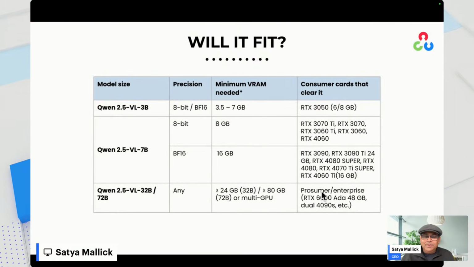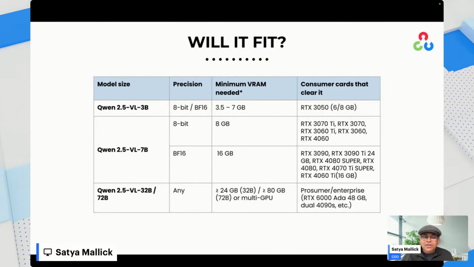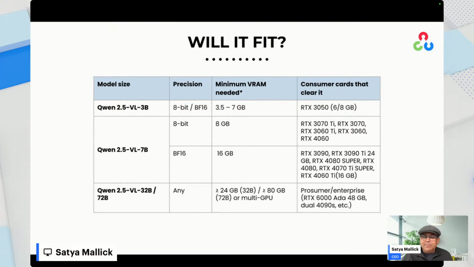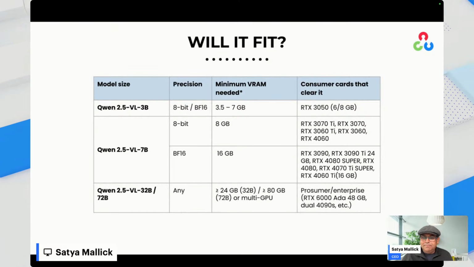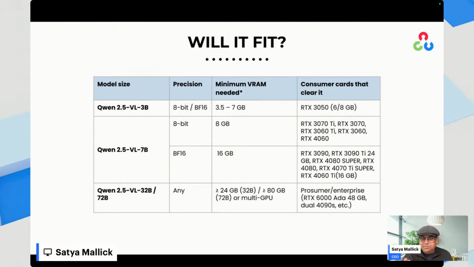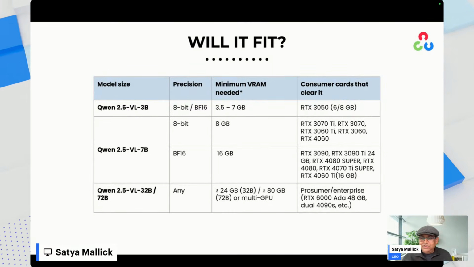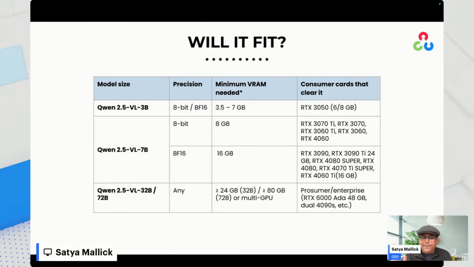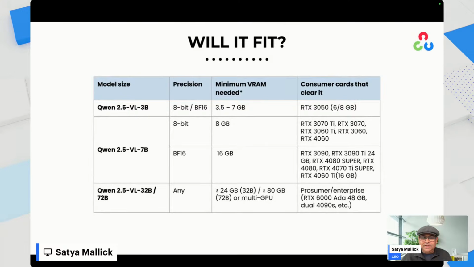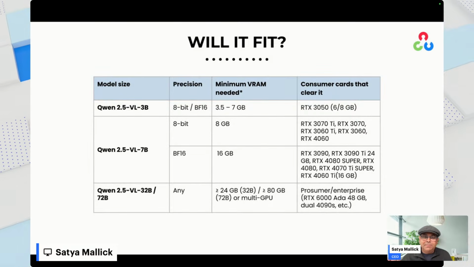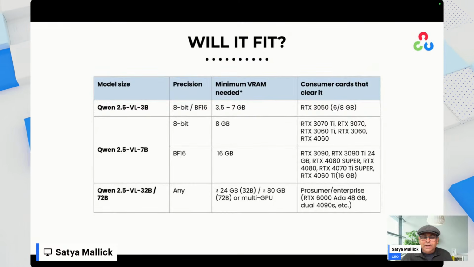One of the things that people may be thinking is whether it will fit in your GPU or not. So Qwen 2.5-VL 3 billion is going to take about 3.5 to 7 GB, which means that an RTX 3050 should be enough. And the slides will show you all the different categories. If you're using a bigger model, you basically need a GPU with bigger memory.